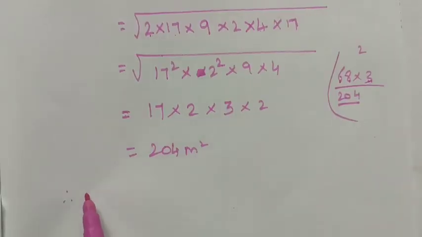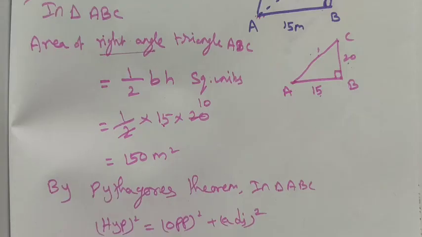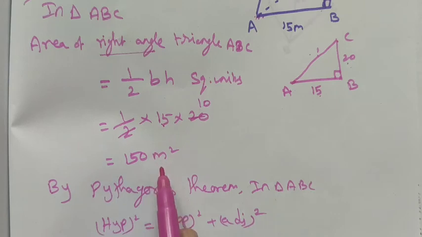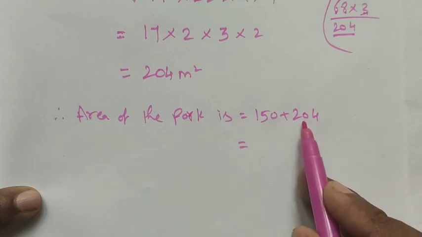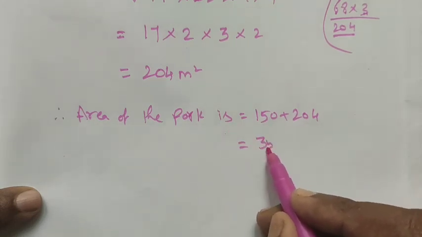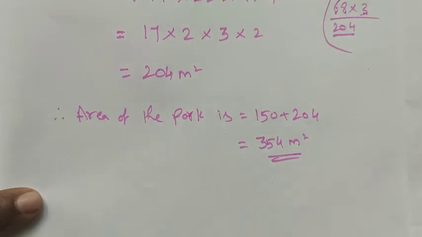Now therefore area of the park is equal to, first we have found out that area of the triangle ABC is 150. Now 204. So the area of the park is 150 plus 204, which is equal to 354 meter square. Thank you, students.